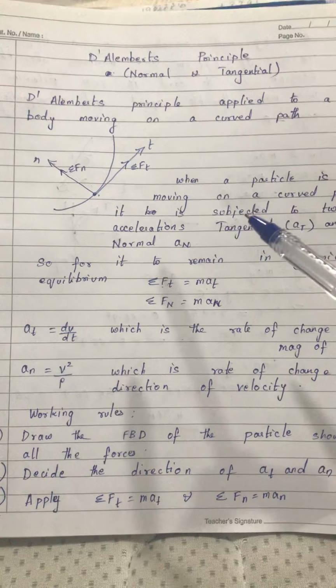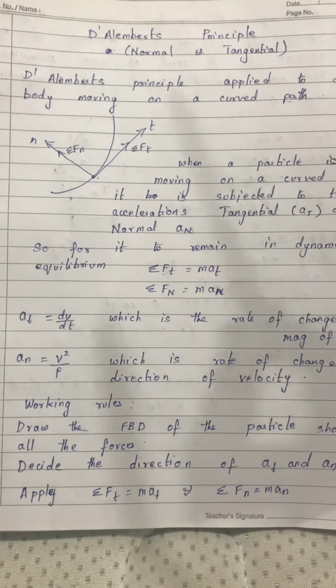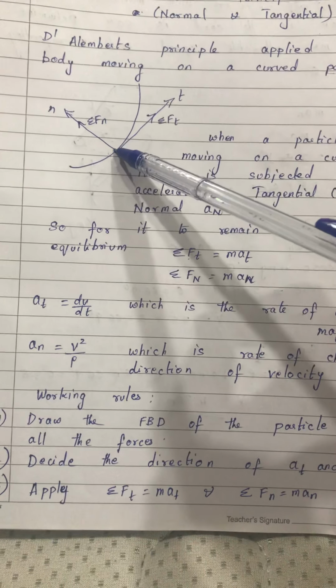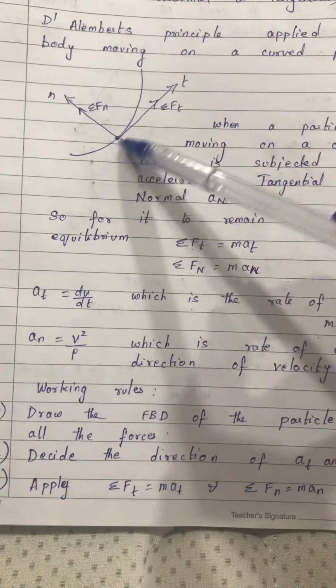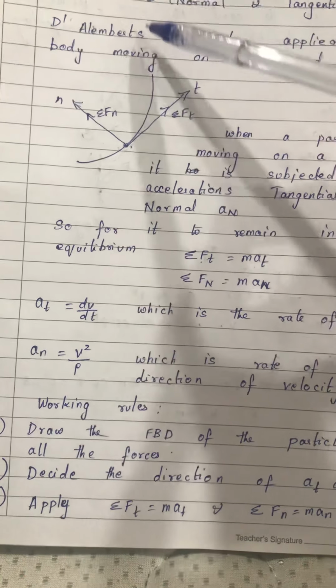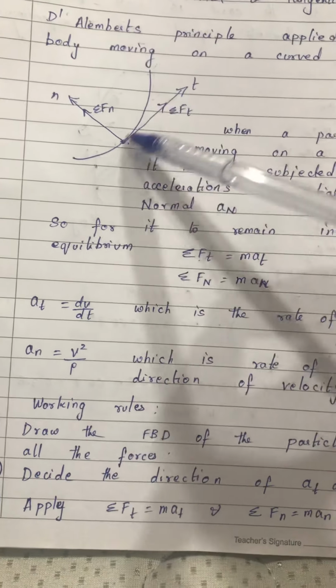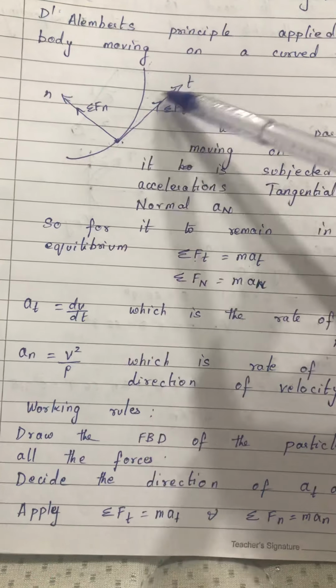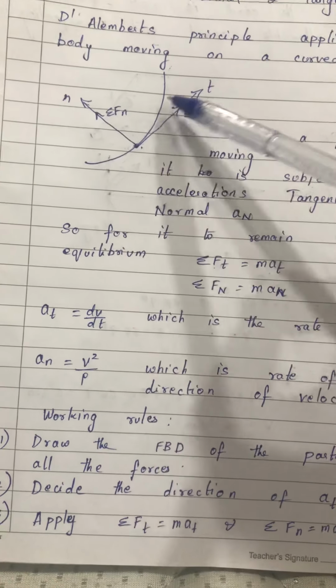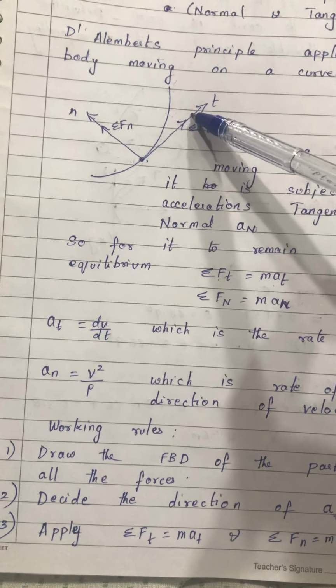So we'll extend the same thing, D'Alembert's principle, to a particle which is moving on a curved path. So if there is a particle which is moving on a curved path like this, at every point on the curve, for it to remain in dynamic equilibrium, there should be a D'Alembert's force which will balance all the other forces.